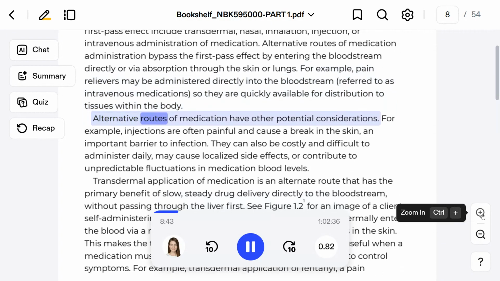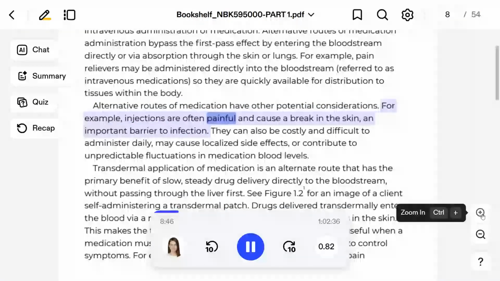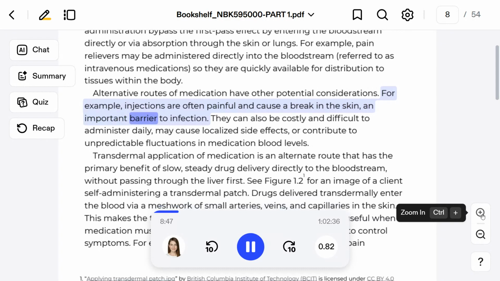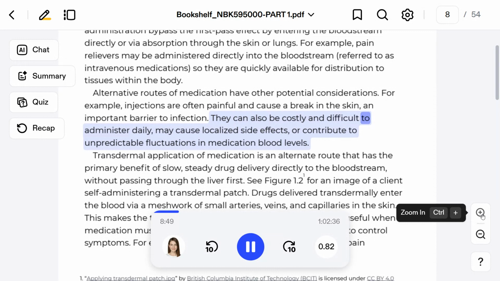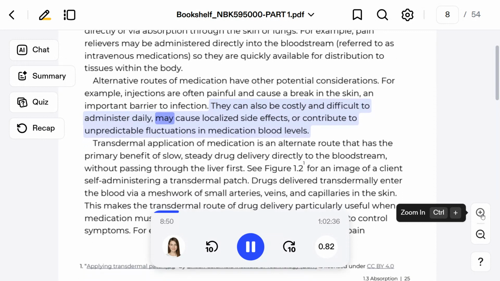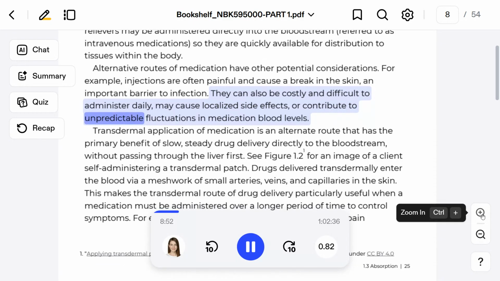Alternative routes of medication have other potential considerations. For example, injections are often painful and cause a break in the skin, an important barrier to infection. They can also be costly and difficult to administer daily, may cause localized side effects, or contribute to unpredictable fluctuations in medication blood levels.